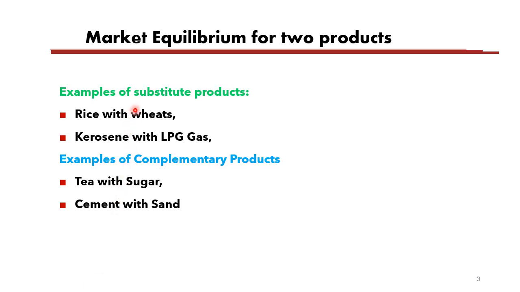Examples of substitute products are rice with wheat, kerosene with LPG. So when the rice price is going high, the wheat will substitute the needs of the rice. The same happens with kerosene and LPG gas. And the next example, of complementary products, is tea with sugar, cement with sand. So an increase in the price of tea or sugar will affect the demand for the other. The same happens also with cement and sand.